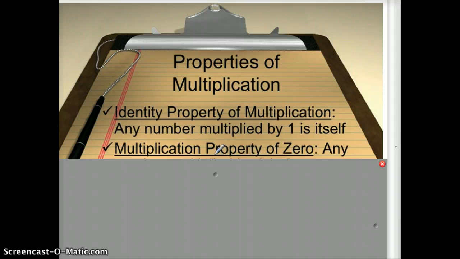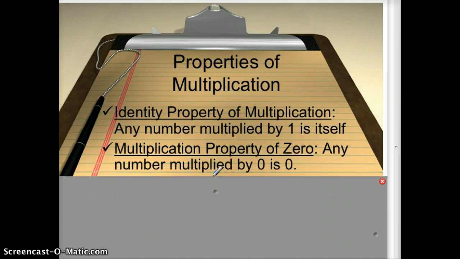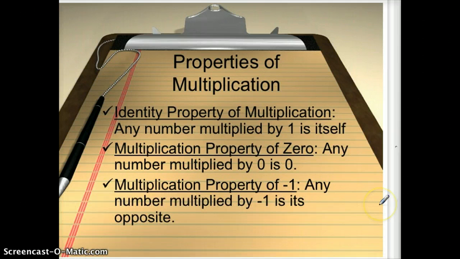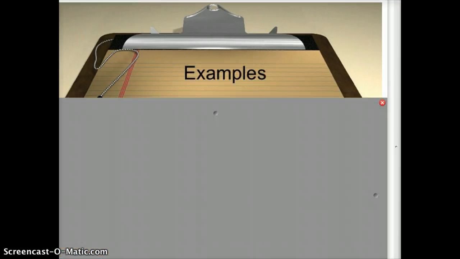Multiplication property of 0, now that just tells me when I multiply anything by 0, I get 0. And the multiplication property of negative 1, that just says if I take a number and multiply by a negative 1, I get its opposite. So like negative 5 times negative 1 is positive 5, because that's the opposite of negative 5. 6 times negative 1 is negative 6. Okay, so it gets its opposite when you multiply by negative 1.